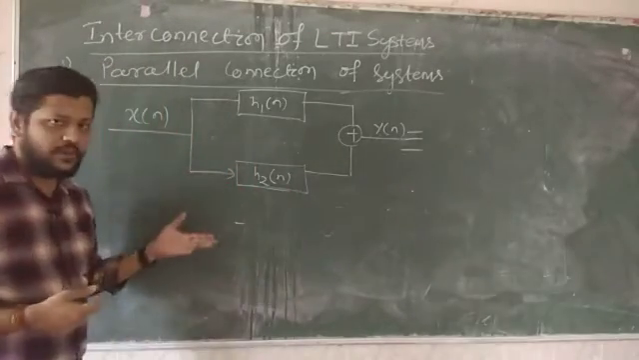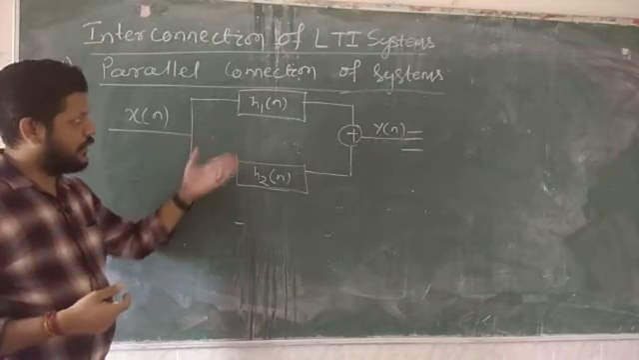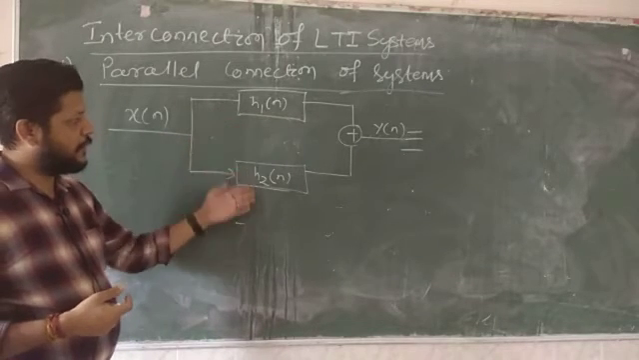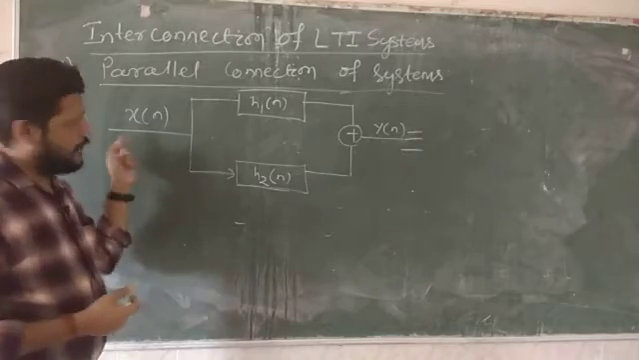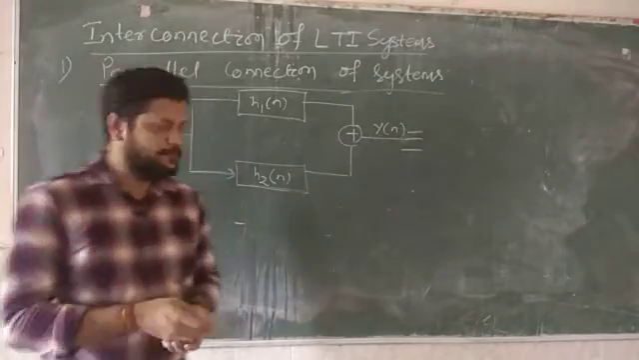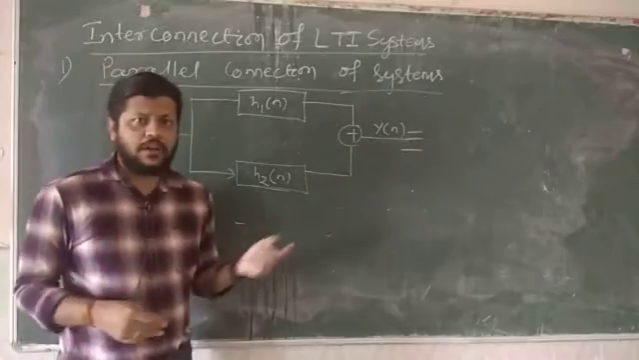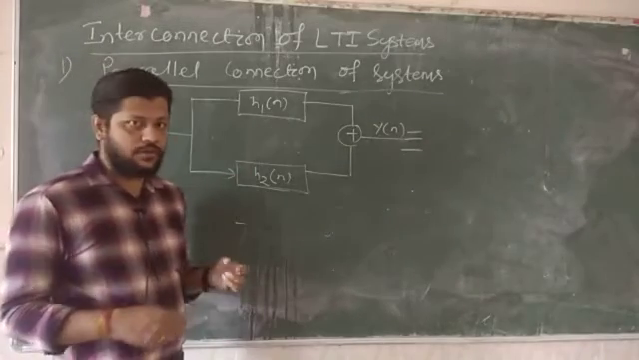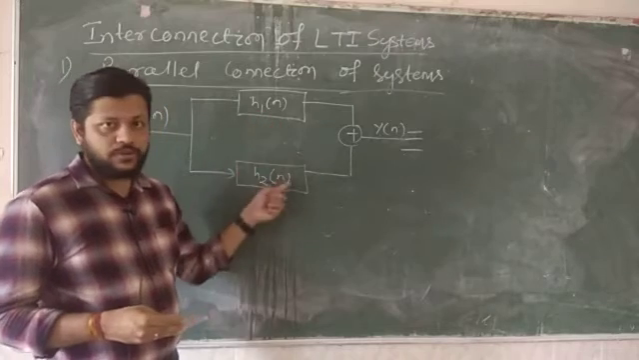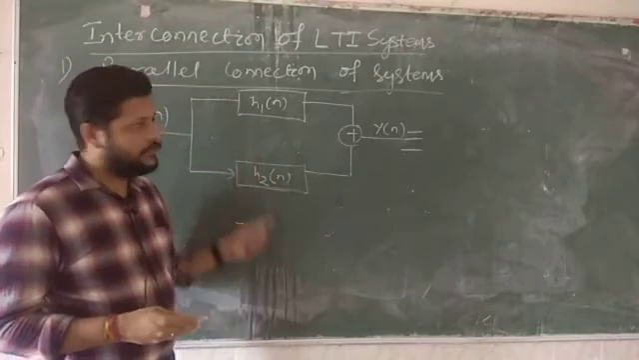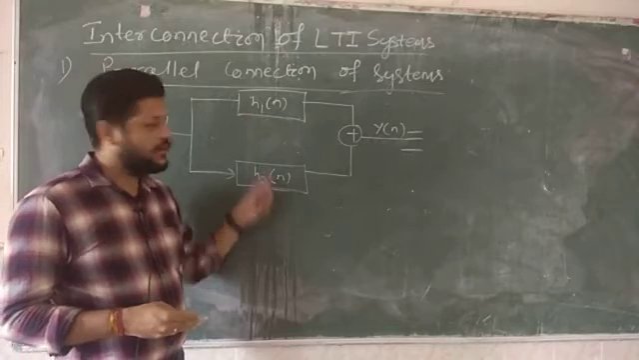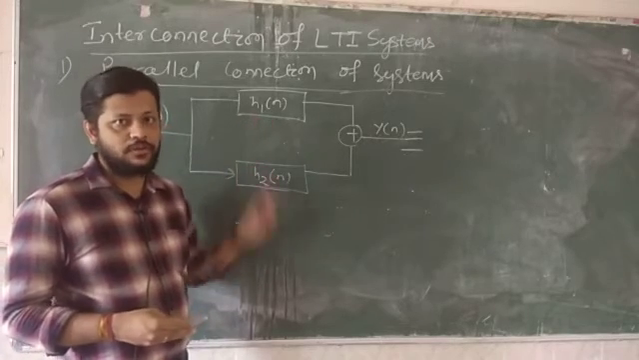I have drawn the diagram for the parallel connection. The first system is h1[n] and the second system is h2[n], both connected in parallel. We apply an input x[n] and get the output y[n]. Here this is an adder. How do we calculate the overall system response? The proof is not in your syllabus, so I am directly writing it. Whenever two systems are connected in parallel, the overall system response is nothing but the addition of these two systems.